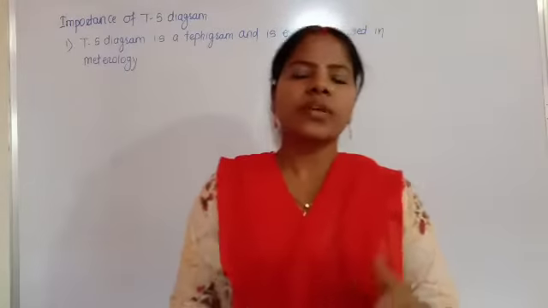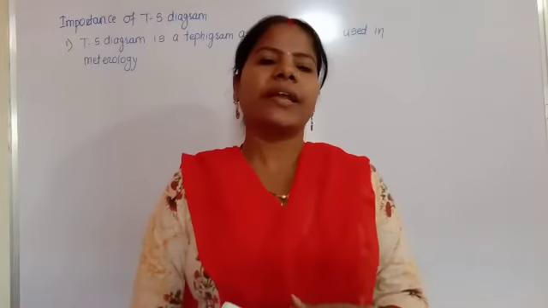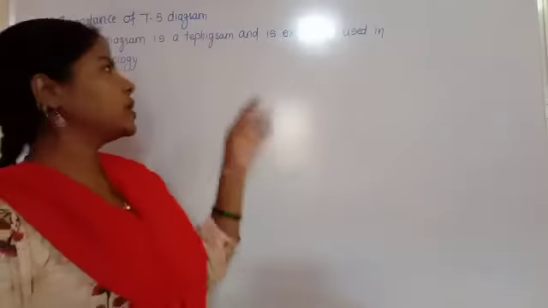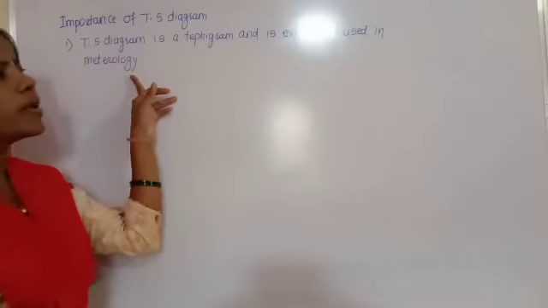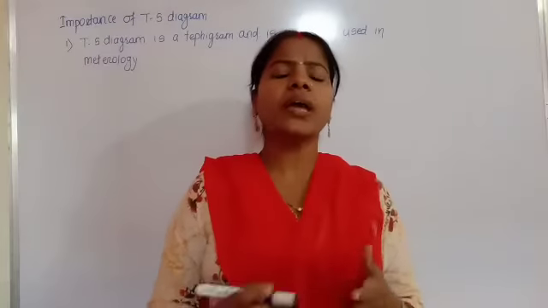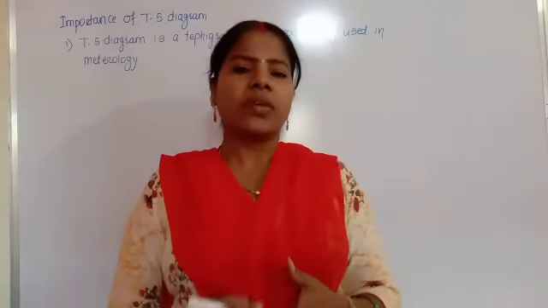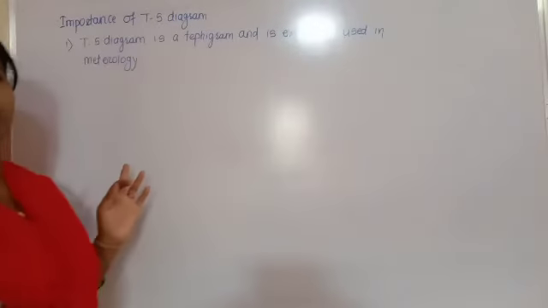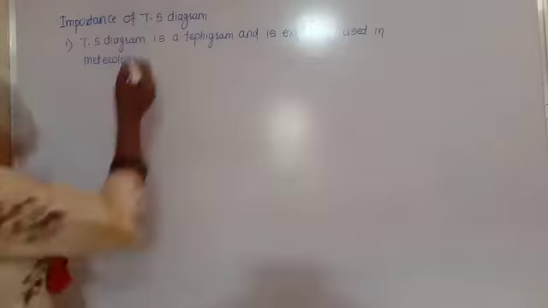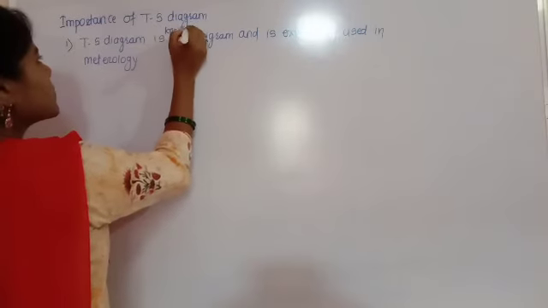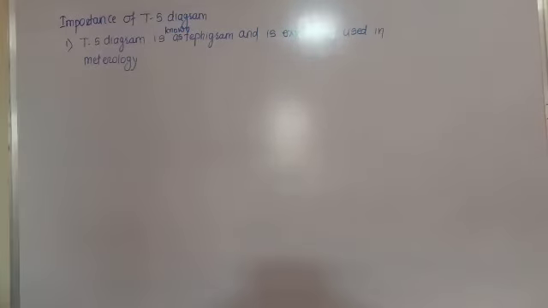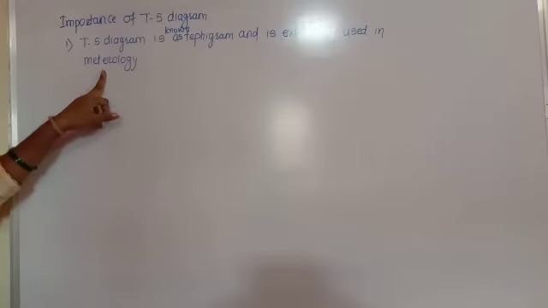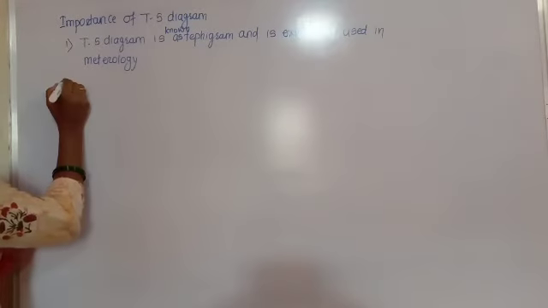What is the meaning of taphigram? A taphigram is a thermodynamic diagram commonly used in weather analysis and forecasting and metrology. Metrology is the scientific study of the atmosphere, and it focuses on weather processes and forecasting. So the TS diagram is also known as a taphigram and is extensively used in weather forecasting and analysis, that is, metrology.